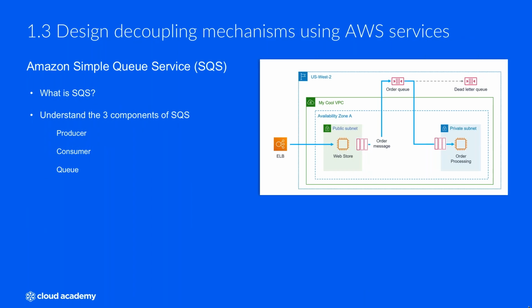So 1.3, design decoupling mechanisms using AWS services. Let's start with SQS. What is SQS? It's the Simple Queue Service, I think, unless it changed. It's basically like any other queue you've ever seen in your life. You put things in a line, and then the things come out of that line sort of however you want them to. They can either come in successfully one at a time, but one of the fun features that Amazon offers is not guaranteeing the order of it depending on the type of queue you have.